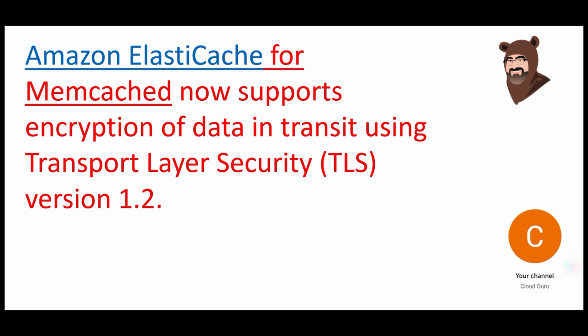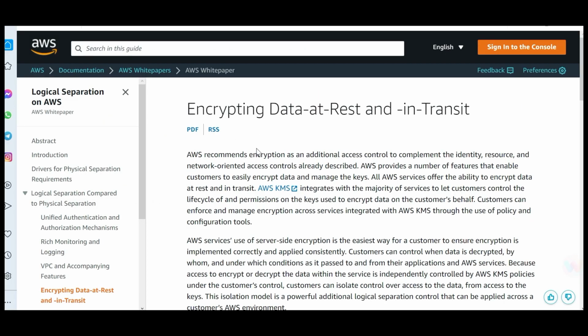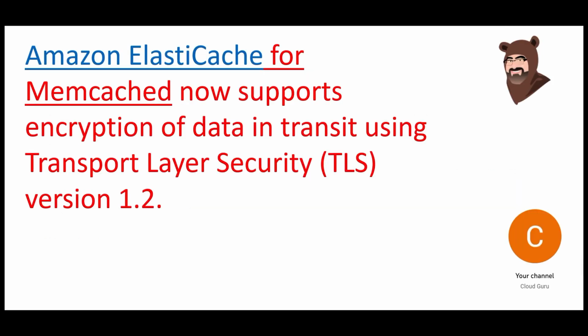ElastiCache for Memcache now supports encryption of data in transit. What is that? See, there are two types of encryption: at rest and in transit. In transit means when the data is moving from point A to point B, that is in transit. At rest means when the data is residing in the database, that is at rest. So ElastiCache earlier didn't have support for encryption in transit. This has been added now, that is in 2022.